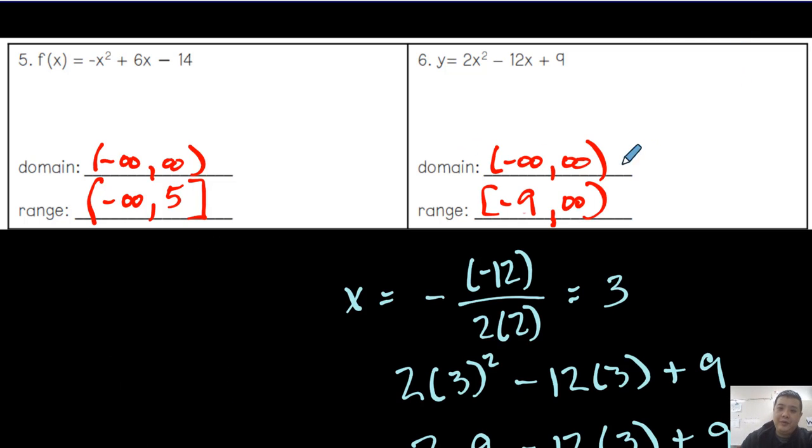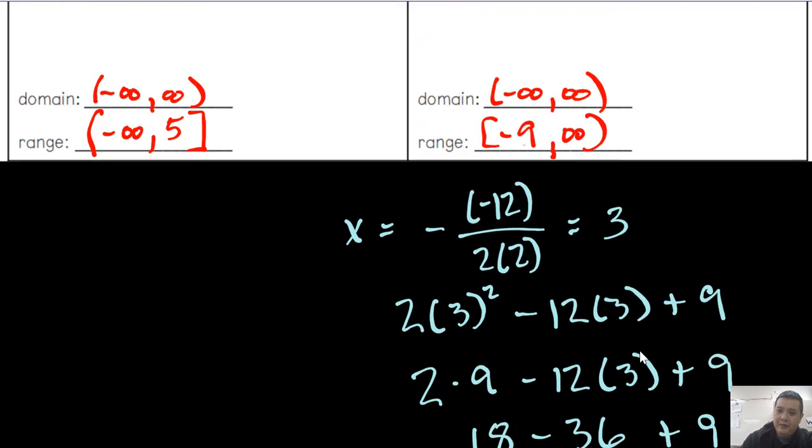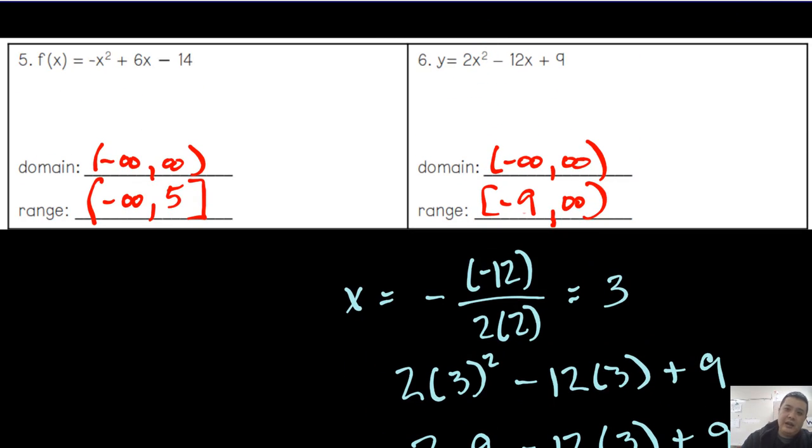Again, you should have found that the domain was -infinity to infinity, also known as all real numbers. The range should have been -9 to infinity because the vertex has a x value of 3. And if we plug that in, we find that we have a minimum of -9 because we have a positive a value.